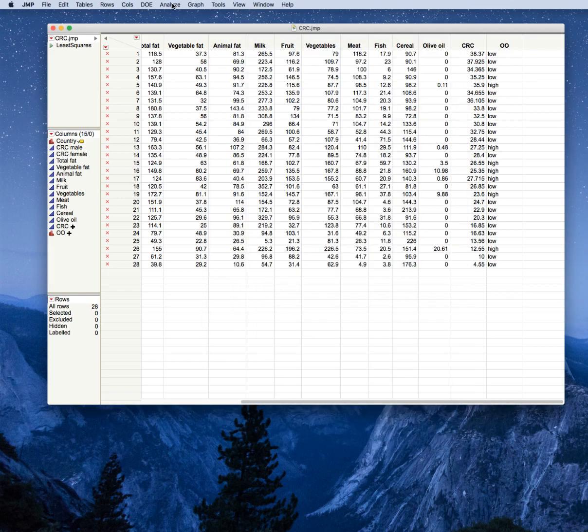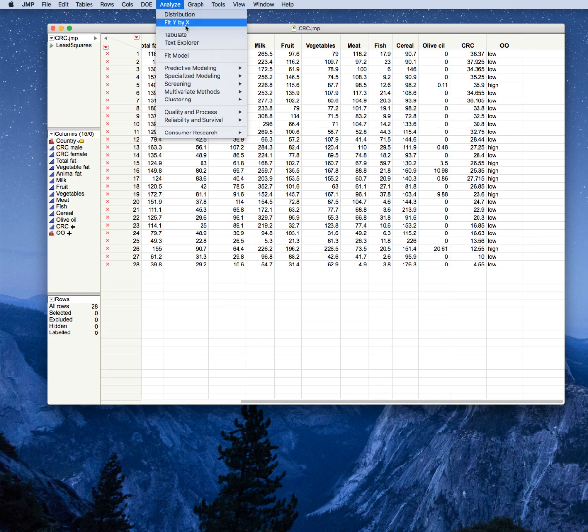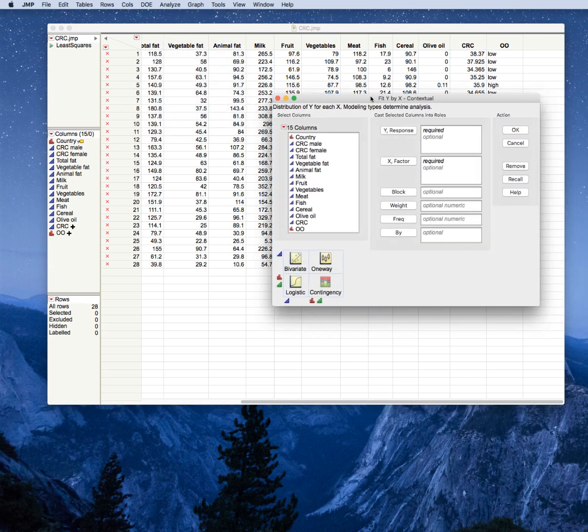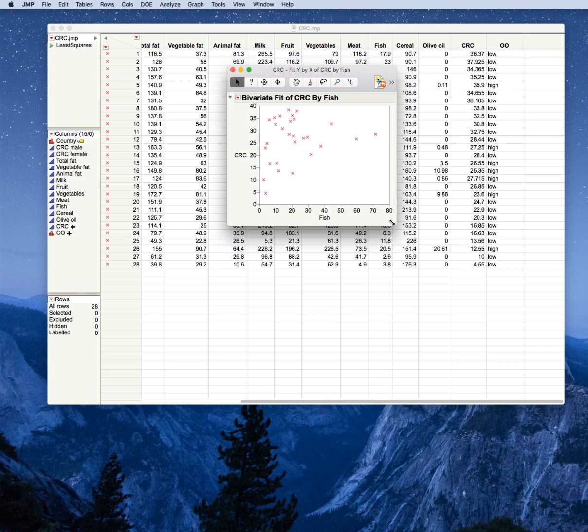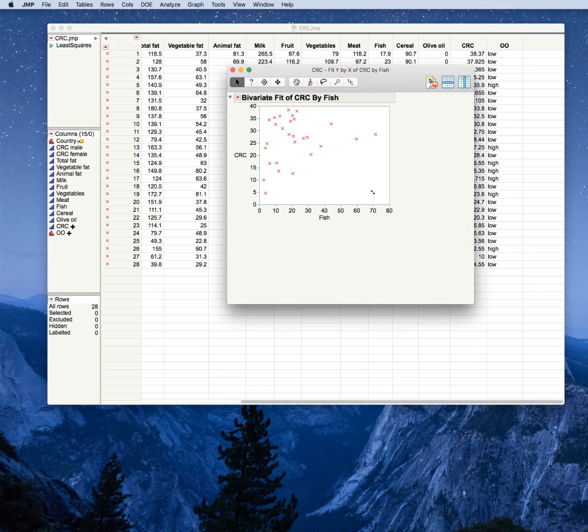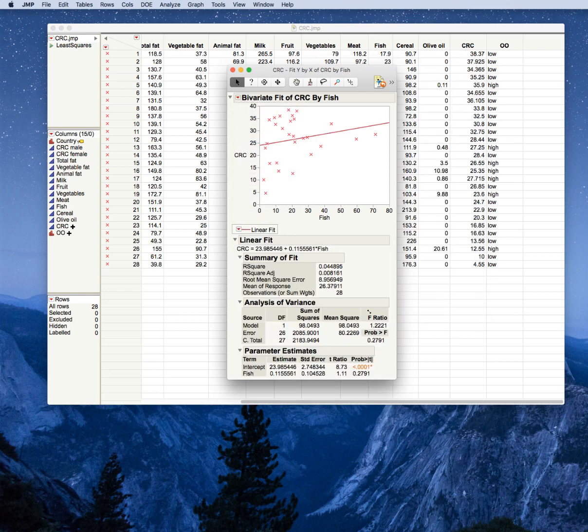So what about fish intake? Let's take a look at fish by itself. Fit Y by X. Again, colorectal cancer rate as our Y and fish intake as our X, and press OK. So we see here a little bit of the opposite effect. We're looking at maybe a line that's either going to be a little flat or perhaps have a little bit of a downward turn. Let's go ahead and ask JMP to fit the line.